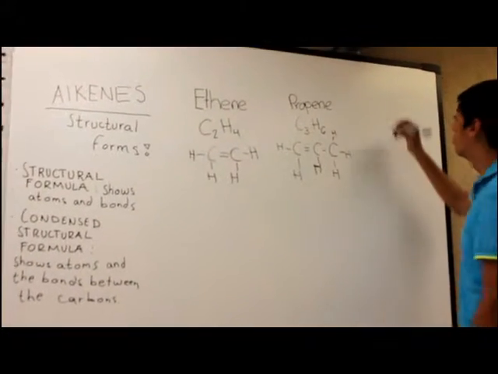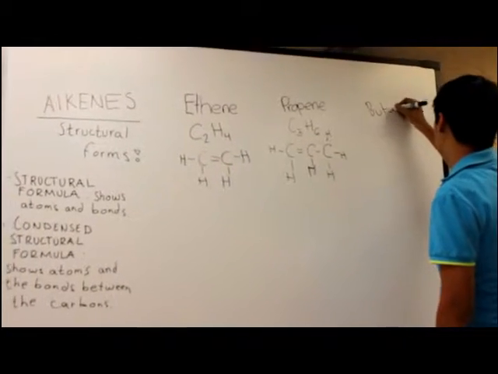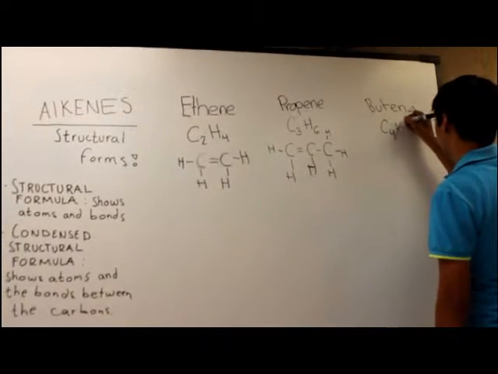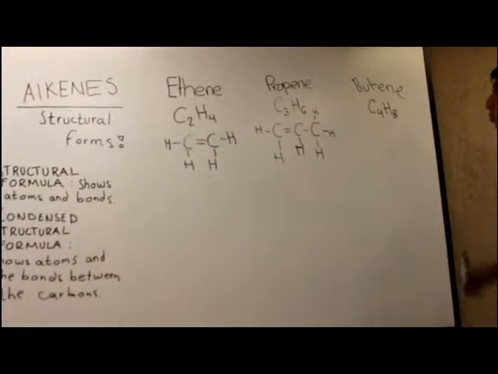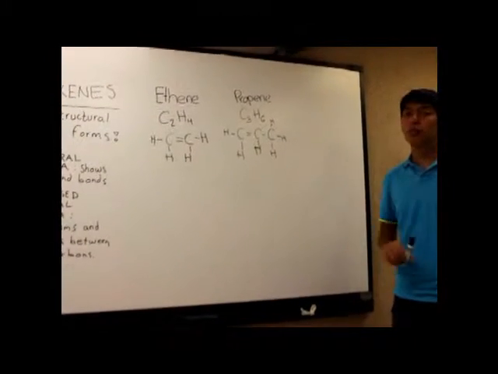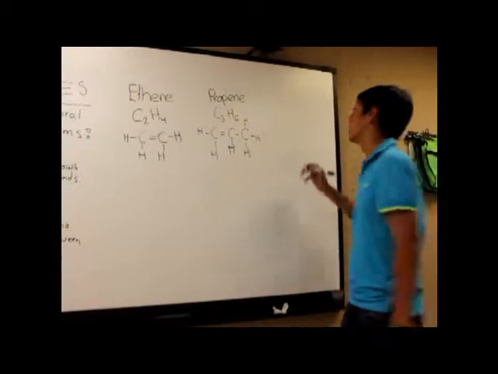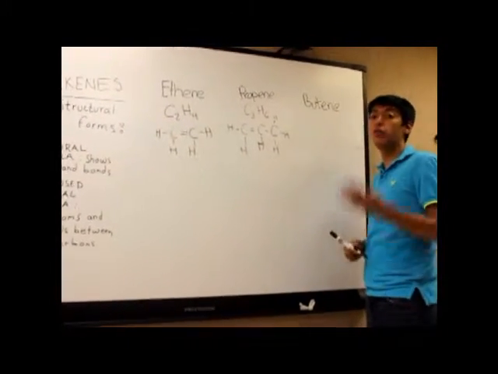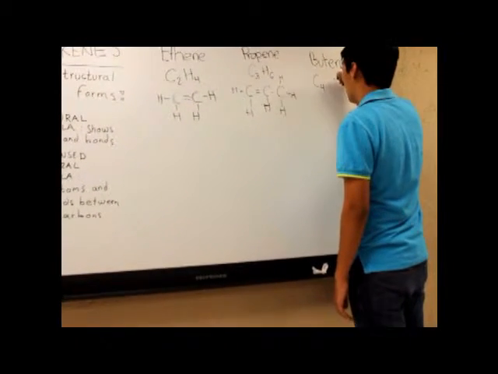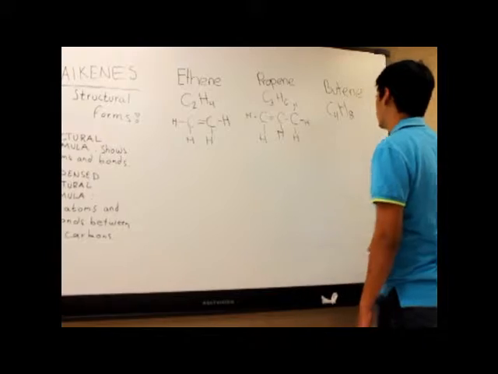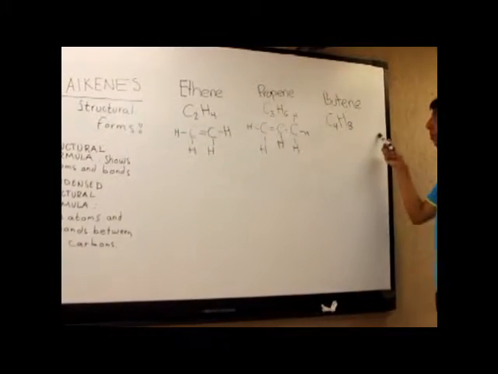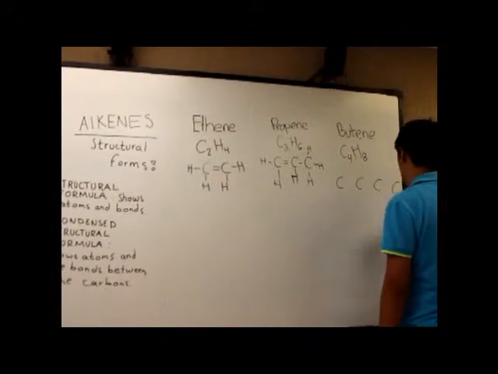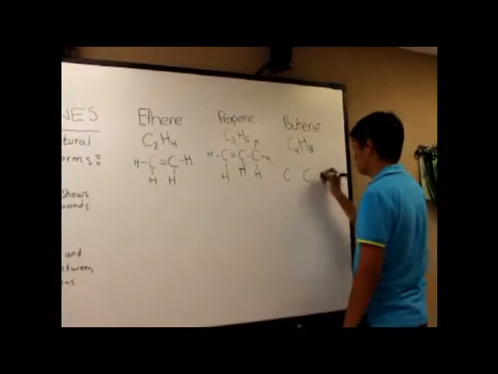Now we're going to write the structural formula for butene. Butene has 4 carbons and 8 hydrogens. So first we write all the carbons. Now I'm going to explain how to draw the structural formula for butene. We know that butene has 4 carbons and 8 hydrogens. So the first step is to identify the compound, then we write the carbons. As I told you, it doesn't matter where the double bond is, it can go anywhere.